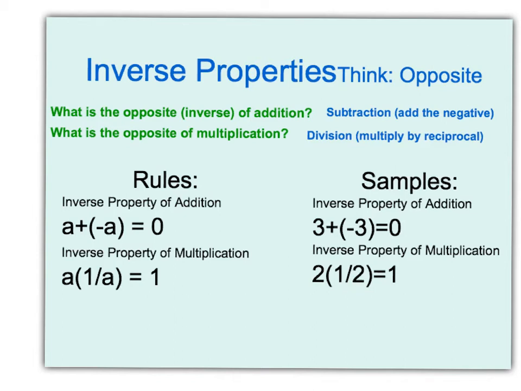So just a reminder on how to do that. 2 times 1/2. Remember, you multiply the top times the top and the bottom times the bottom, so you get 2 over 2, which is 1. Any number multiplied by its reciprocal will always be 1, and that's called the inverse property of multiplication. All right, let's move on.